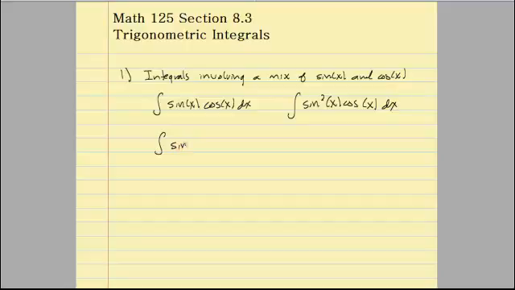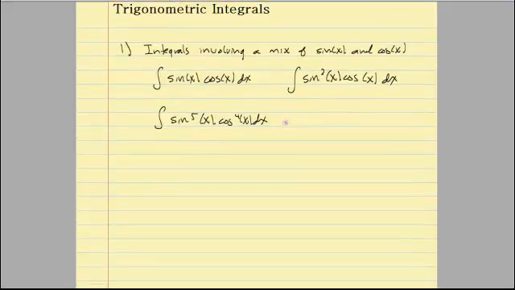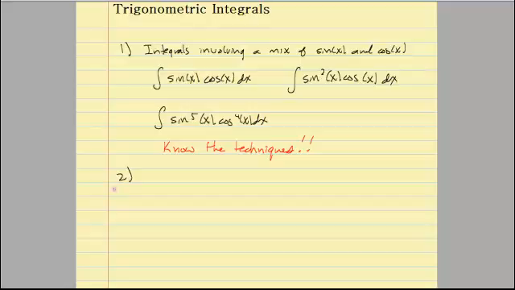But what if we had something like sine to the 5th x cosine to the 4th x dx? Here, our nice little u substitution will not work. So here I'm going to use some other techniques. And basically, you need to know the techniques for combinations of sines and cosines. The other combinations that we're going to be looking at are integrals involving a mix of tangents and secants.